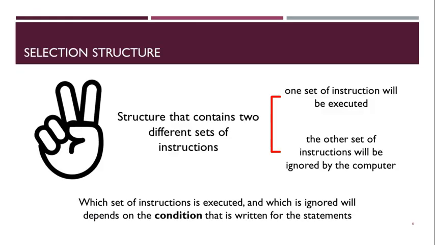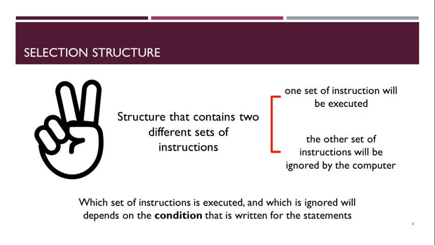Before we start on the new structure, I will remind you about the three basic control structures that we have. First is the sequence structure that we already learned in the previous chapter. Today we are going to learn about the selection structure, and the last one is the repetition structure, or what we call a looping structure. Now let me move to the specific things in this video, which is the selection structure.